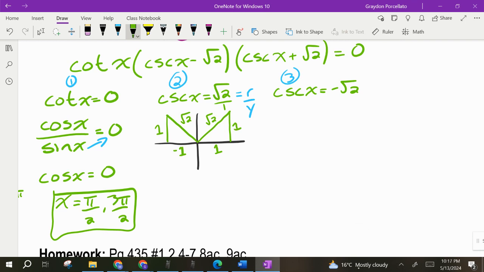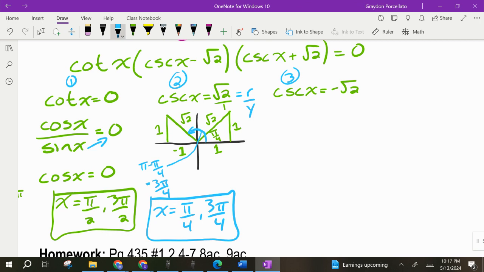So what are these angles? Well, this angle is pi over 4. And what is that angle there? Well, that's going to be 3 pi over 4. It's going to be pi minus pi over 4, which is equal to 3 pi over 4. So my two solutions here are x equals pi over 4 and 3 pi over 4. Okay, those are my next two solutions.